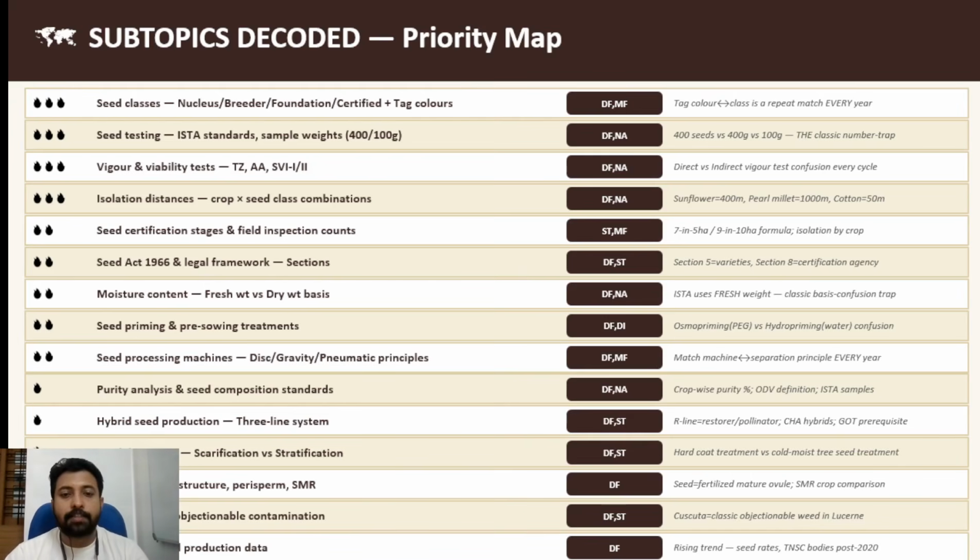Clear? And then the seed certification stages and the inspections. These are the areas from where statement type questions can be asked.